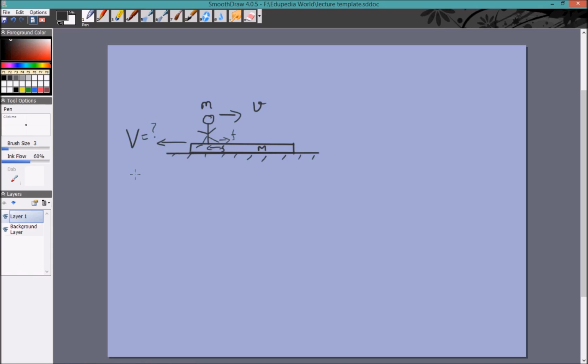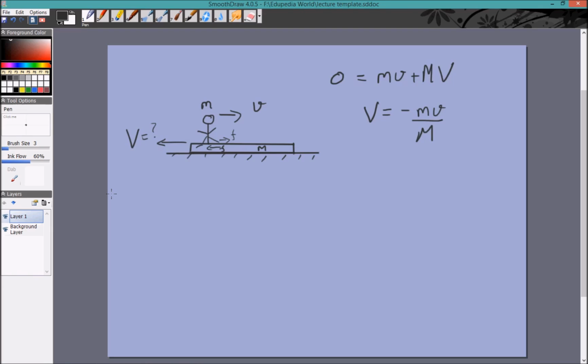And what is the velocity with which it will recoil? So initially the momentum was 0. Finally the momentum is mv plus capital MV. So V equals minus mv by capital M. Right, so the man moves towards right with v, and the plank will move towards left with minus mv by M.